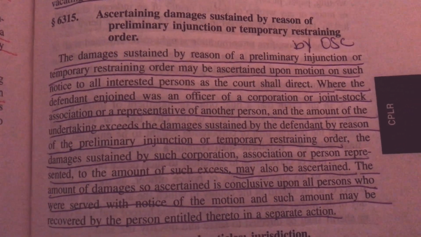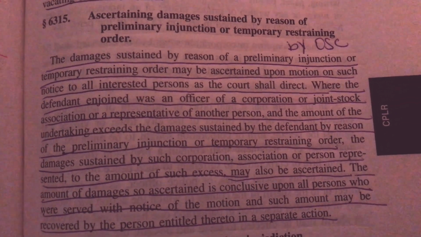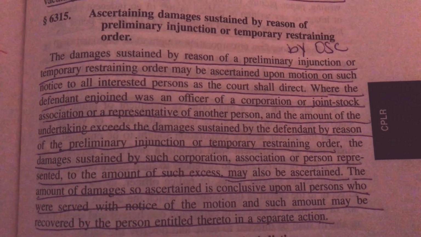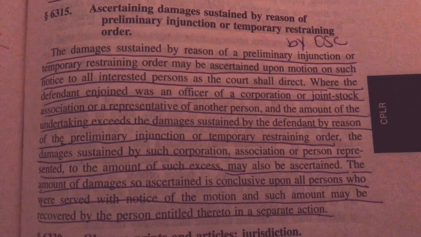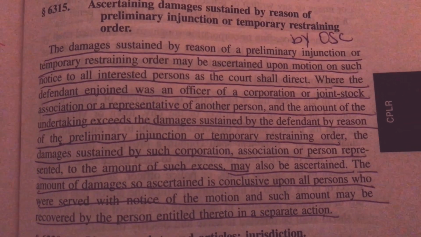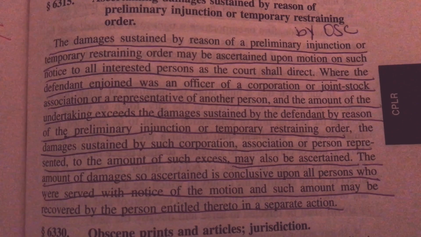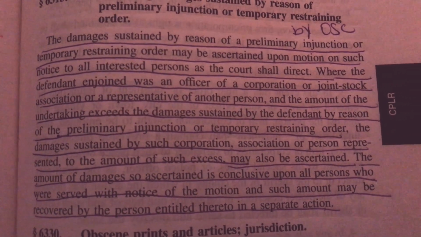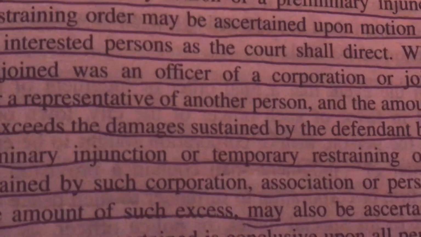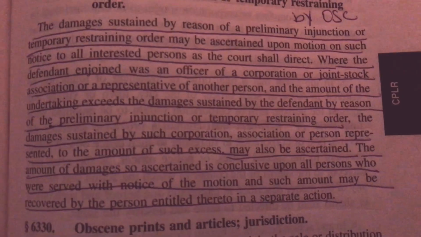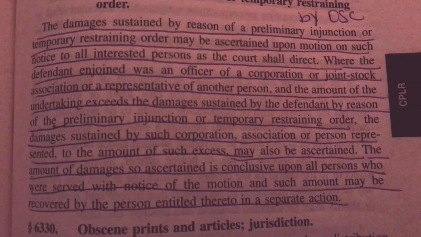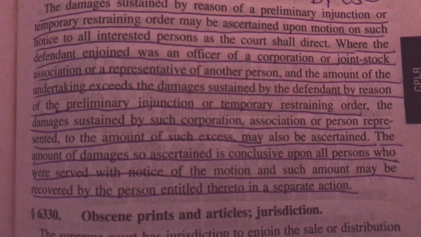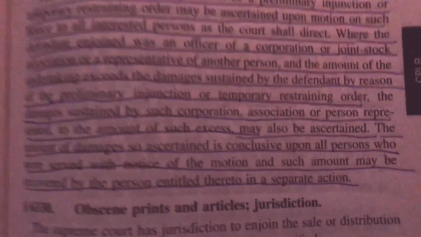Okay, so if you want to ascertain damages sustained by preliminary injunction, you could make an order to show cause, and they may be ascertained upon motion on such notice to all interested persons as the court shall direct. Where the defendant enjoined was an officer of a corporation or joint stock association or representative of another person, and the amount of the undertaking exceeds the damages sustained by defendant by reason of the injunction, the damages may also be ascertained. Amount of the damages so ascertained is conclusive upon all persons who were served with notice of the motion, and such amount may be recovered by the person entitled thereto in a separate action.